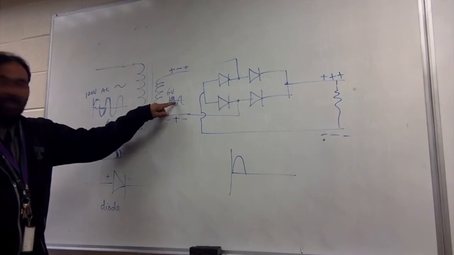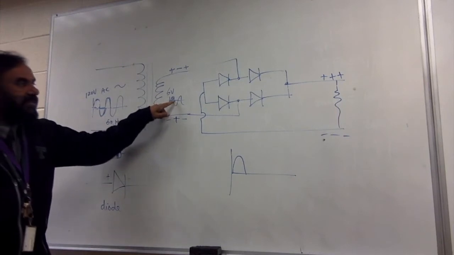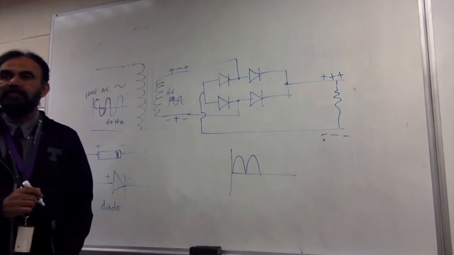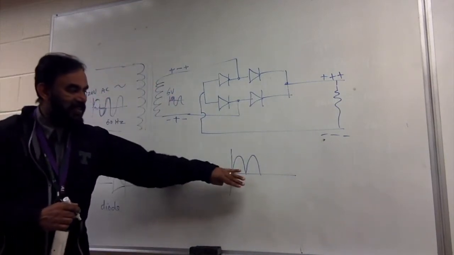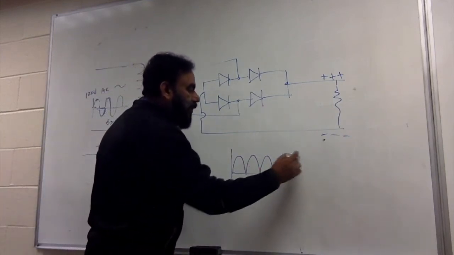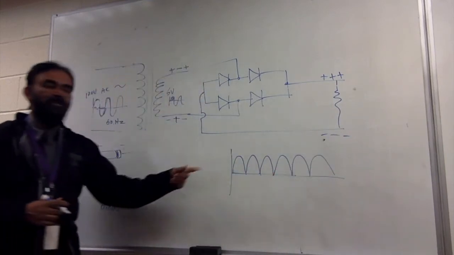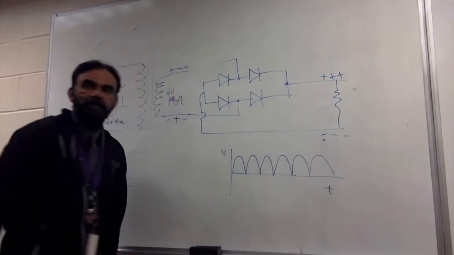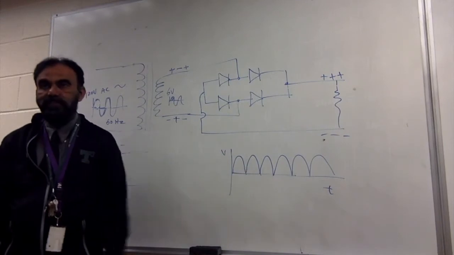Now what happens when the second half cycle comes through? The second half cycle is also flipped. So that one cycle is changed in this manner. The next cycle is also changed like that. So the output is going to look like this. This is the voltage and that is the time. Okay? So the output is going to look like this.